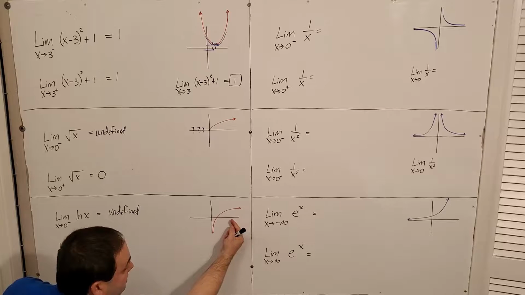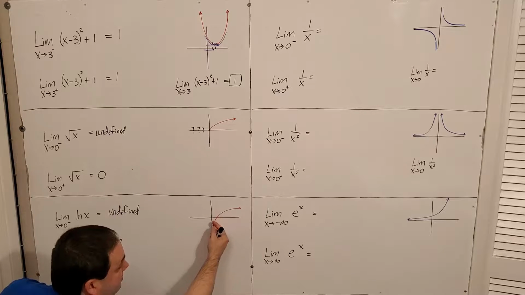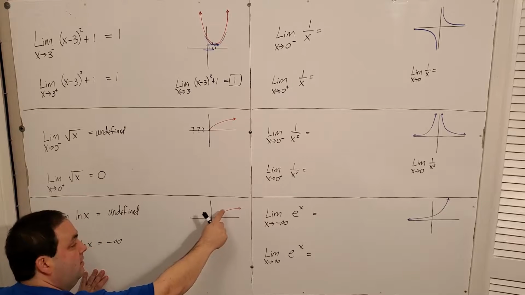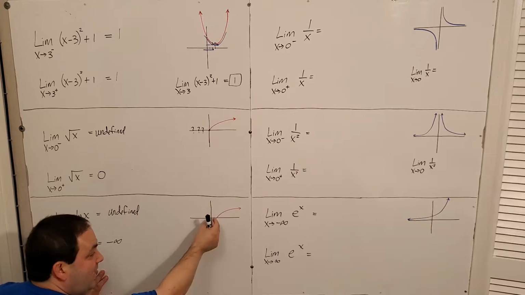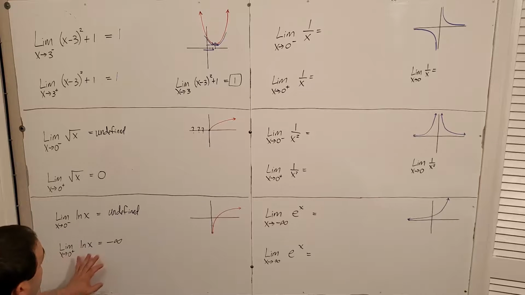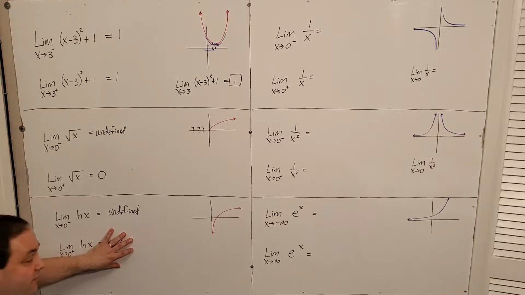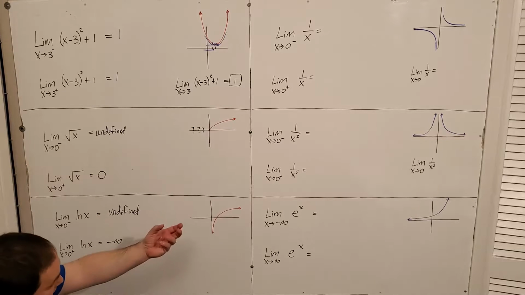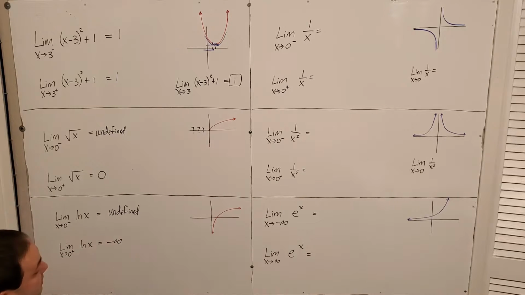As x approaches 0 from the right-hand side, the graph is doing this. It's going down forever and it never actually hits that axis. The limit is saying that it would get to negative infinity, right? If you could ever reach that point. If you could ever hit the axis, you'd be at negative infinity there. Okay?